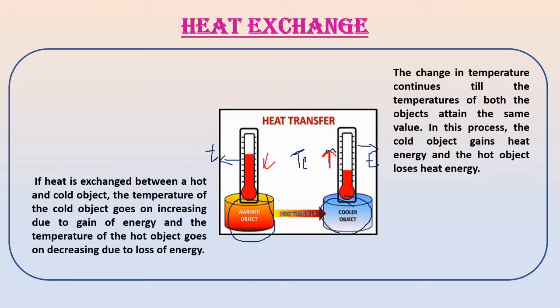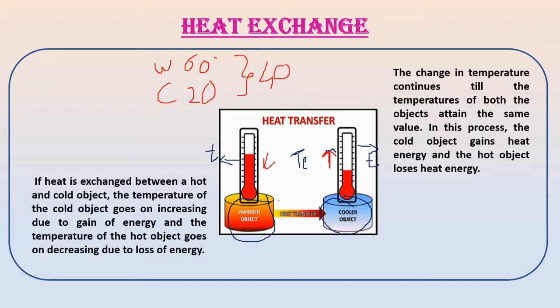Now suppose, we'll take an example. Suppose the temperature of the warmer object is 60 and the temperature of the cooler object is 20. So heat exchange between these two objects will take place till when? Till both attain the same value. Suppose for example, I'll take 40. When the temperature of both these objects, that is the warm and cooler objects, reach 40 degrees Celsius, till this time heat exchange will take place.